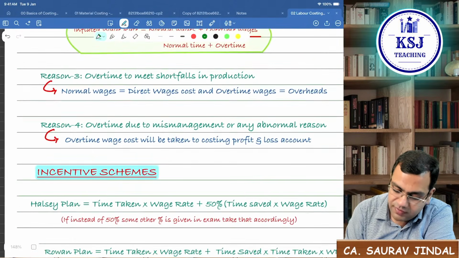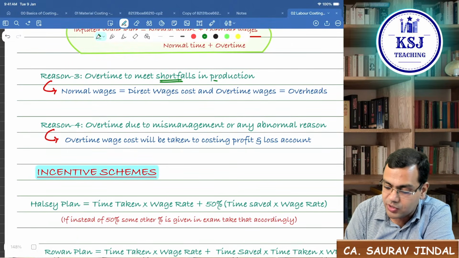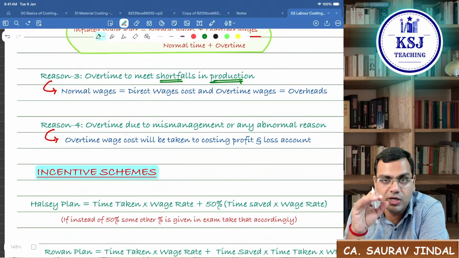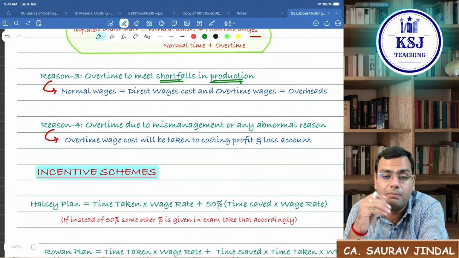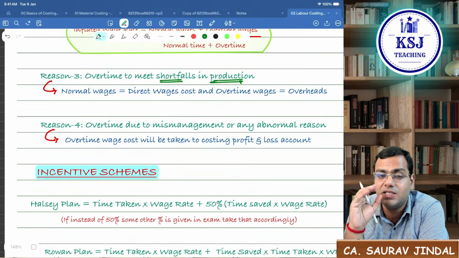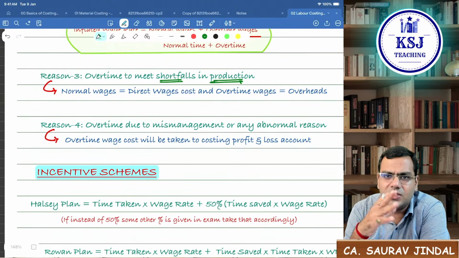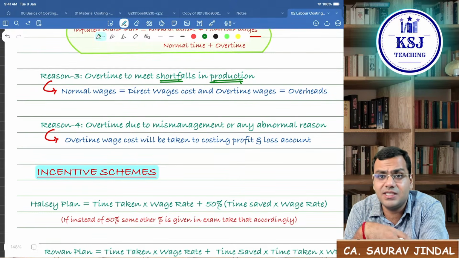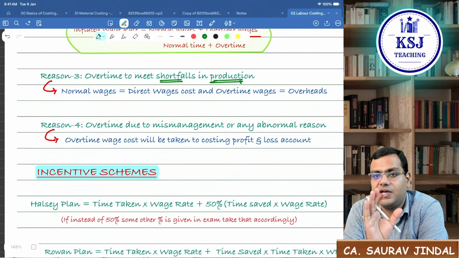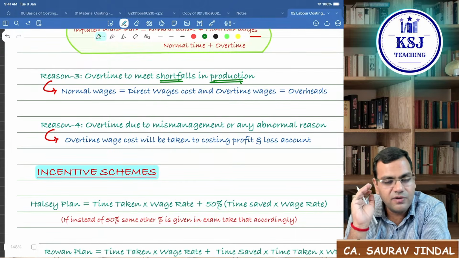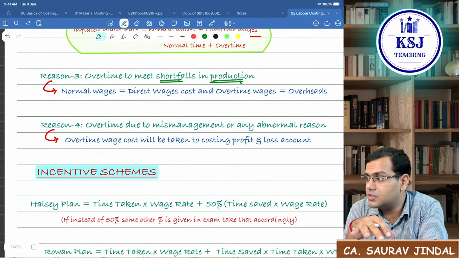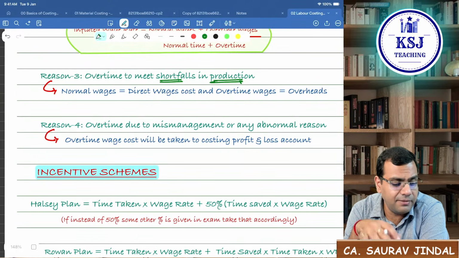Third reason is overtime to meet shortfalls in production. If at any particular point of time you feel that your production is getting short, you will not be able to complete the order in time, you get the overtime done to meet specific shortfalls. Say there is a festival season. So for a specific time only, not throughout the year, to complete that order, you have to get the overtime done. For multiple orders, not a particular order, you are getting the overtime done.